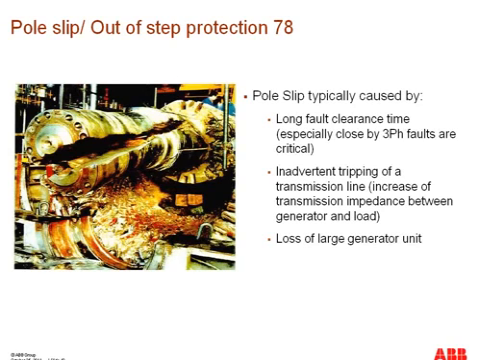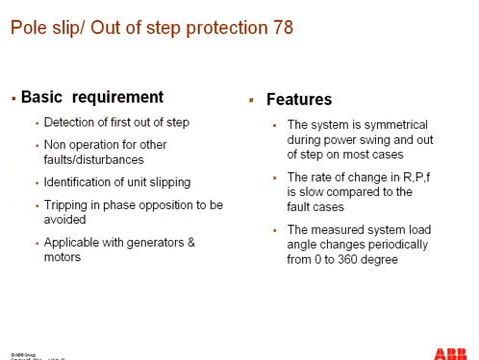The pole slip conditions normally occur when there is a sudden rejection of the load, or there is inadvertent tripping of the transmission line, and then suddenly some extraordinary load comes on the generator. So either a rejection of load or a sudden increase in the load will cause the pole slipping.